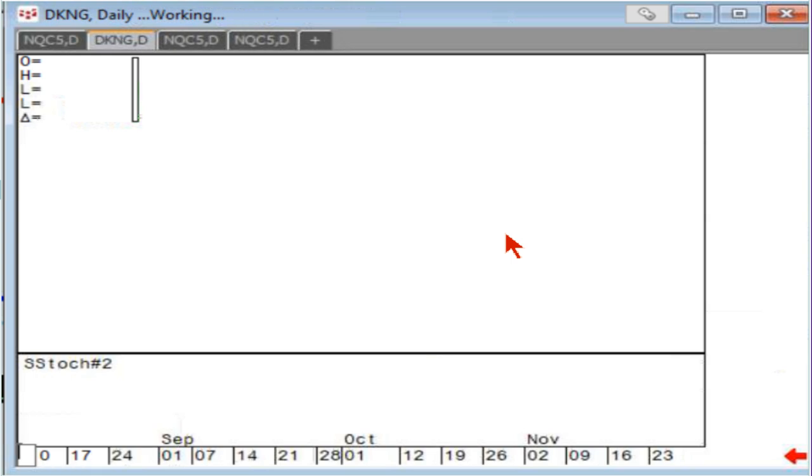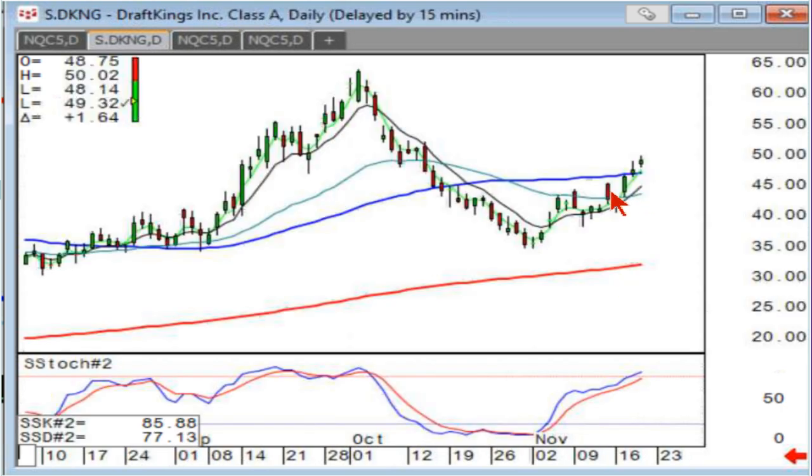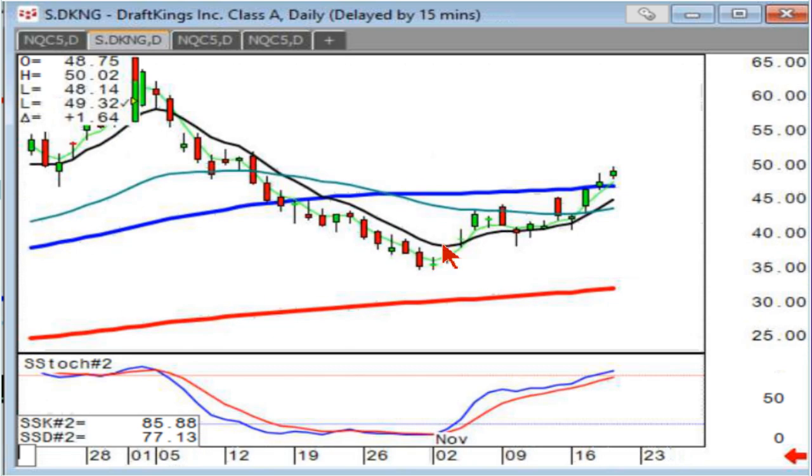DraftKings. There's your Morningstar type signal. There's your McMuffin. Let me make this bigger. Your McMuffin, a Morningstar signal followed by a doji sandwich. Look how it consolidated right here on the T-line.